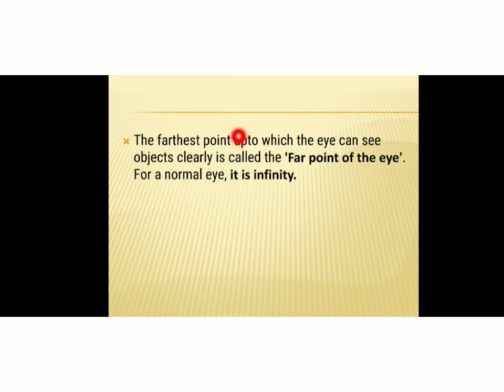And what is the farthest point? The farthest point up to which the eye can see objects clearly is called the far point of the eye. And for a normal eye, it is infinity. We can see the sun, which is at an infinite distance. Okay, so the far point of the eye is infinity, and the near point is 25 centimeter for a normal eye.